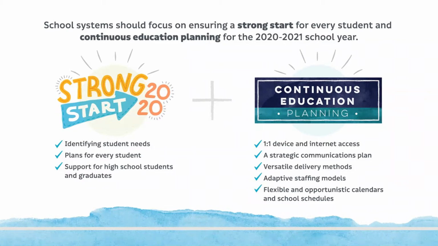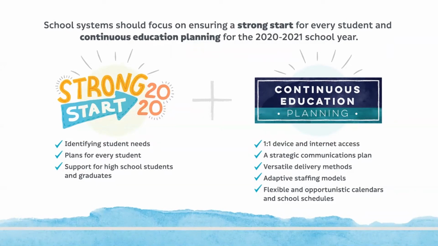For the continuous education planning piece, your school systems have created plans over the past several months that plan for every student pre-K through 12th grade having a device they can take home and also internet access. They've also developed a strategic communications plan for the community, parents, families, teachers about their plans for this upcoming school year, what instruction will look like, what their calendar will look like, expectations for staff, students, and things like that.